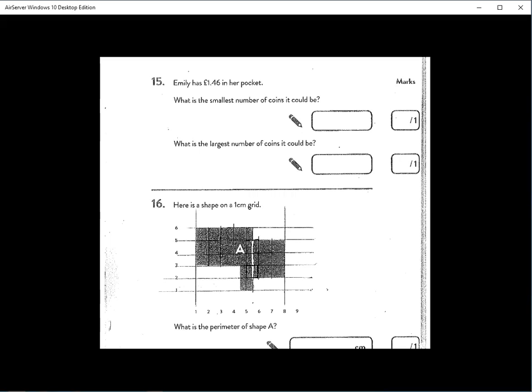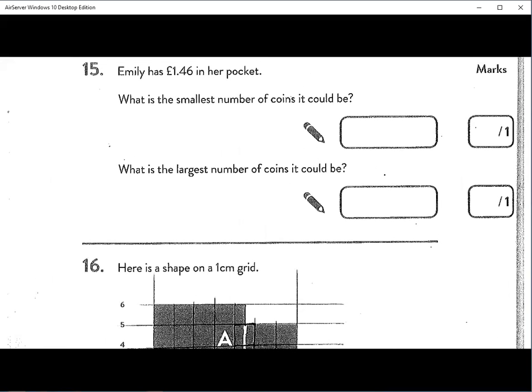Number 15. Emily has £1.46 in her pocket. What is the smallest number of coins it could be? So you can have a £1 coin, and 2 20p coins, a 5p, and a 1p. So how many coins would that be? Five. What is the largest number of coins it could be? 146, because we could use one penny for everything.